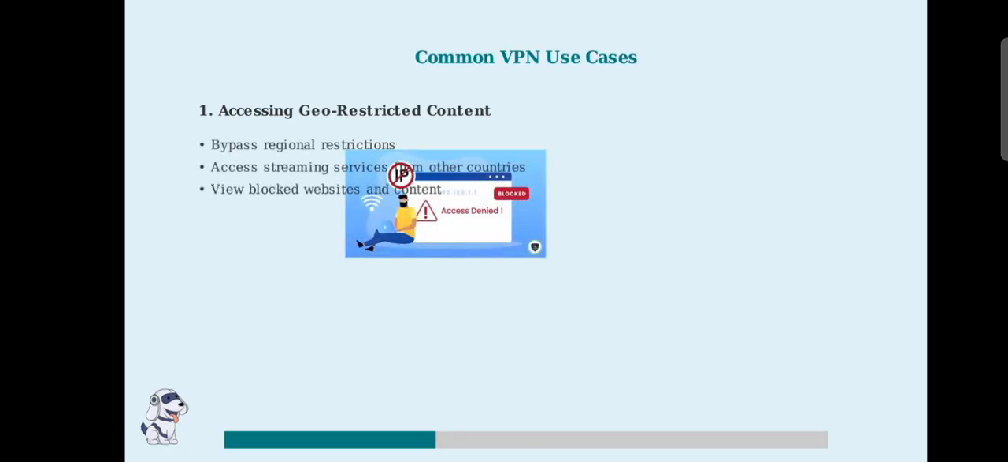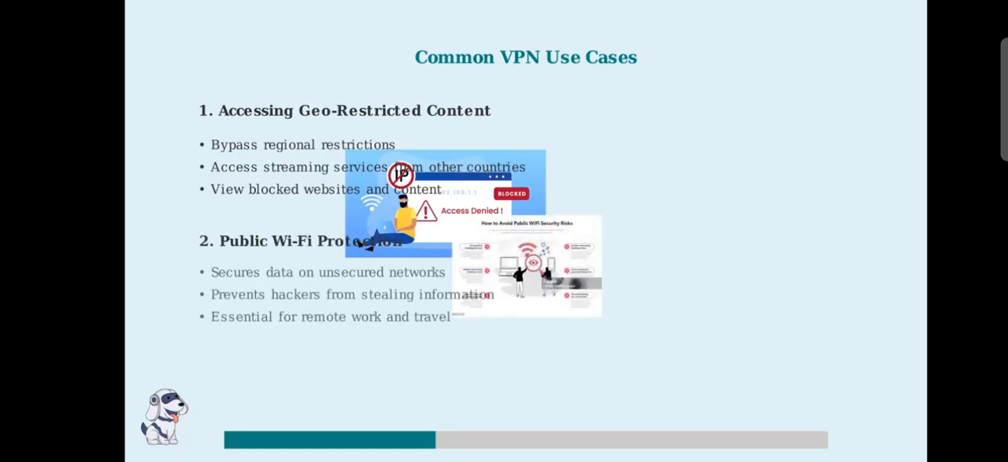One common use is accessing geo-restricted content, allowing you to bypass regional blocks and access websites or streaming services from different countries. Another crucial use case is protecting your data when using public Wi-Fi networks. Public Wi-Fi is often unsecured, making it easy for cybercriminals to intercept your personal information.